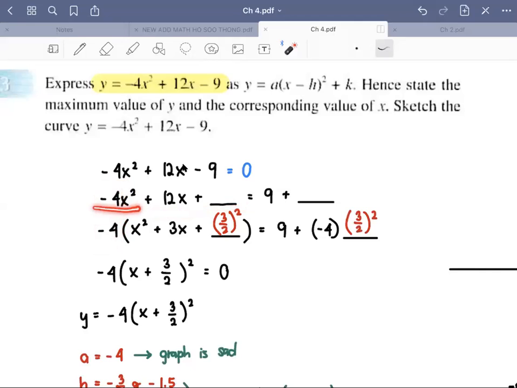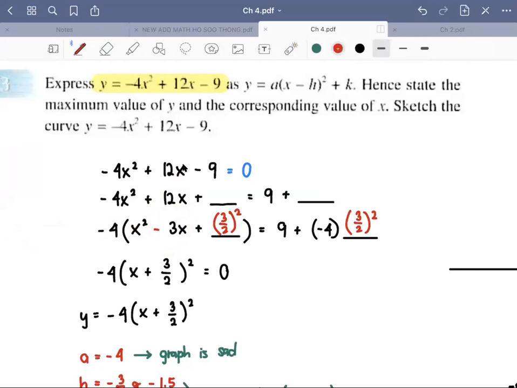So divide this by -4, you will get x squared. So -4x squared divided by -4, the -4 gets cancelled. You're left with x squared. And then 12x divided by -4. 12 divided by -4 is -3. So it is now -3x. It's supposed to be -3x.